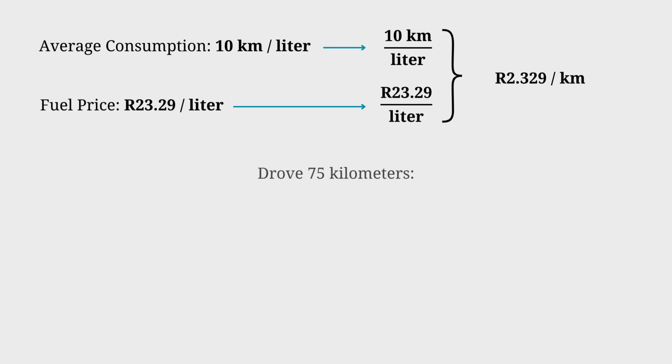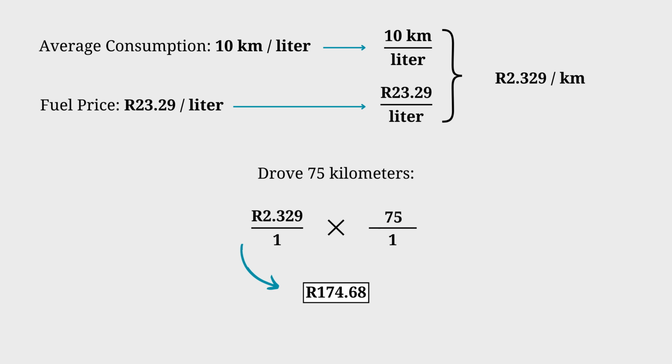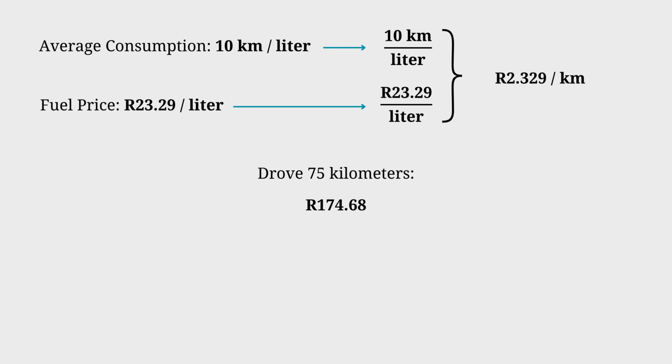So let's say you drove 75 kilometers. What will the total cost be for the petrol? Write your currency per kilometer as a fraction, then multiply it by the distance, which is 75 kilometers. The unit kilometers will cancel each other out. Then 2.329 multiplied by 75 will give you your total cost, which is 174 Rand and 68 cents.